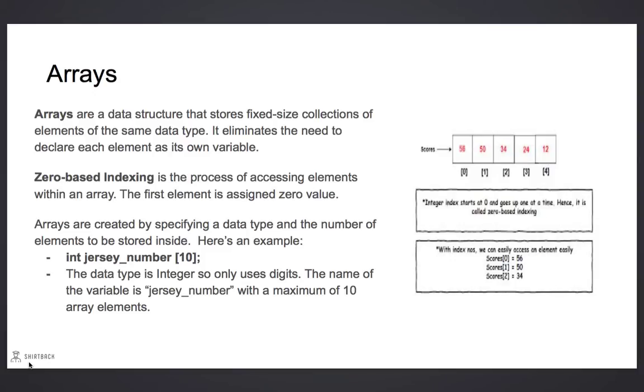Here's an example. We have the int, which specifies the data type of integer. The name of the variable is jersey number, and then we specify that we can have up to 10 elements within our array. Over here to the right, we have a sample array of scores. You can see that the first element, which is 56, starts with the value of 0. That's because we use zero-based indexing. From there, the index continues as you move through the array.